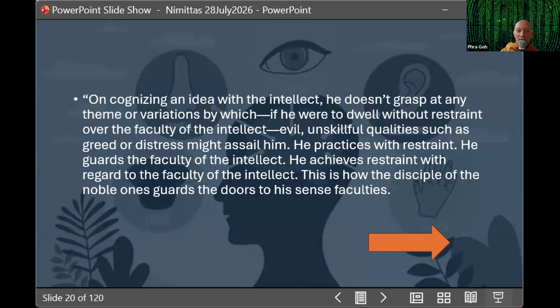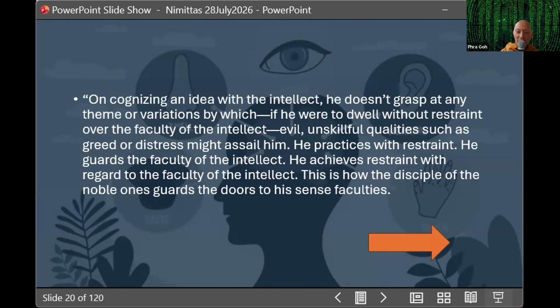He doesn't grasp any theme or variations by which, if he were to dwell without restraint over the faculty of the intellect, evil, unskillful qualities such as greed or distress might assail him. He practices with restraint. He guards the faculty of the intellect. He achieves restraint with regard to the faculty of the intellect. This is how the disciple of the Noble Ones guards the doors to his sense faculties. So this is the sixth sense door.